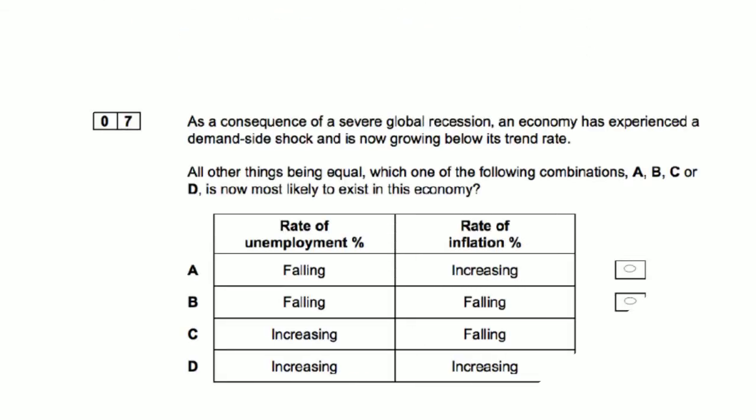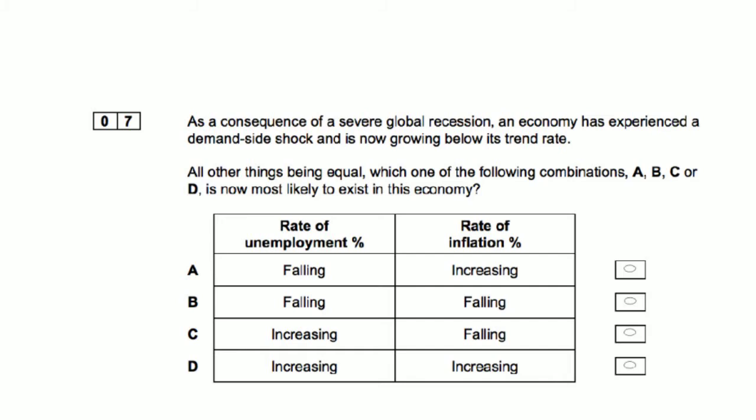Let's now move on to question 7. As a consequence of a severe global recession, an economy has experienced a demand-side shock and is now growing below its trend rate. All other things being equal, which one of the following combinations, A, B, C or D, is most likely to exist in this economy? So the two variables that we're looking at in this question is the rate of unemployment and the rate of inflation.